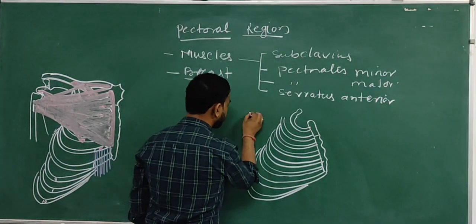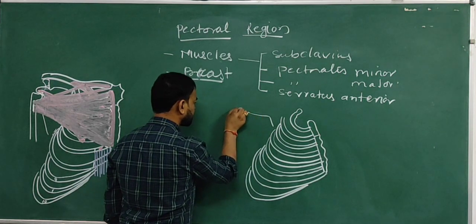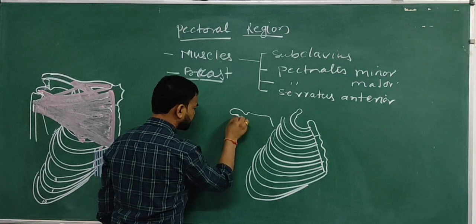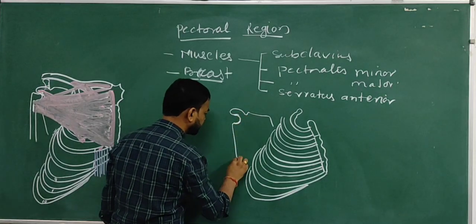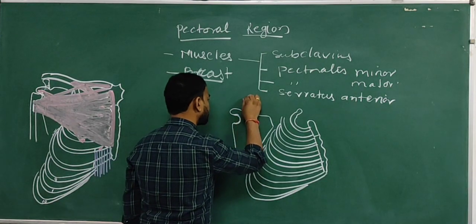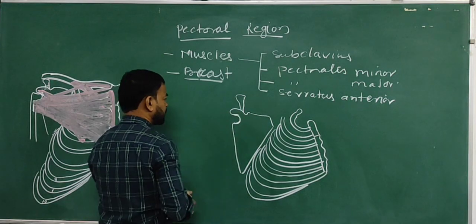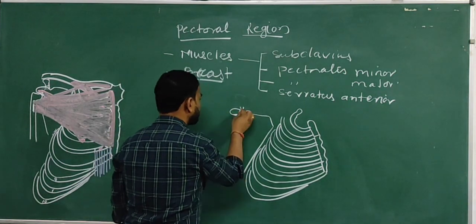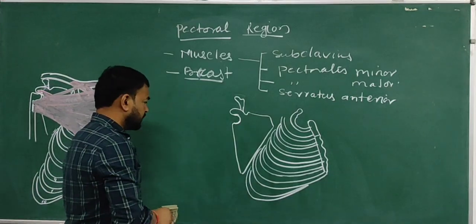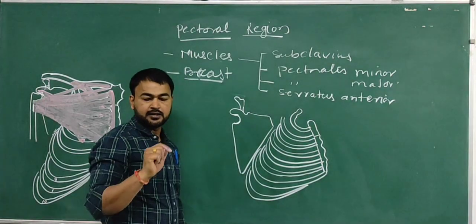It is a coracoid process, glenoid cavity. Okay, this is the glenoid cavity, lateral border, and this is the medial border, and this is the acromion process. You can say this is the acromion process of the scapula. Okay, so serratus anterior muscle having 8 digitations.